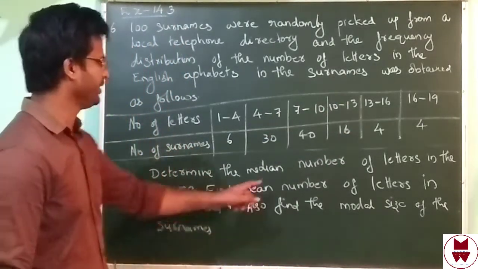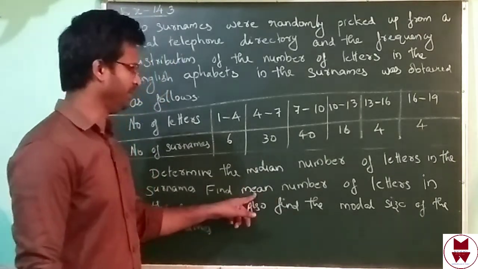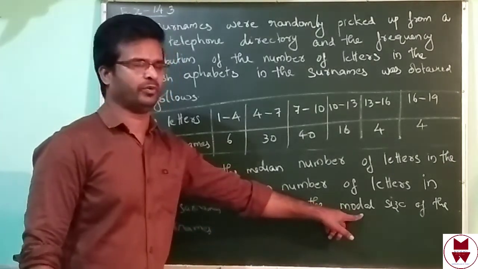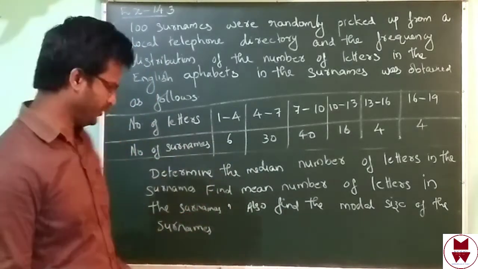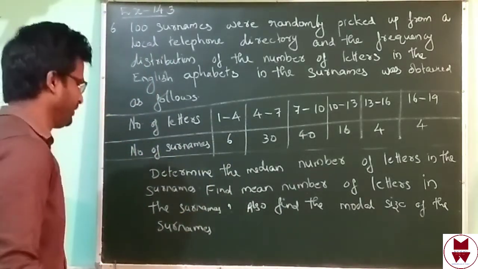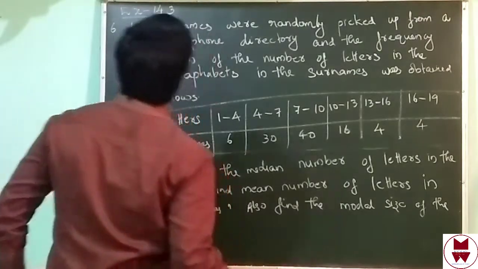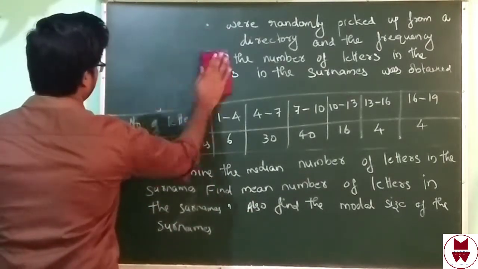We have to find out median, then mean, and also mode, the modal class. Then median, mean, mode we have to find out. We can do one by one. For that, first we need one table.